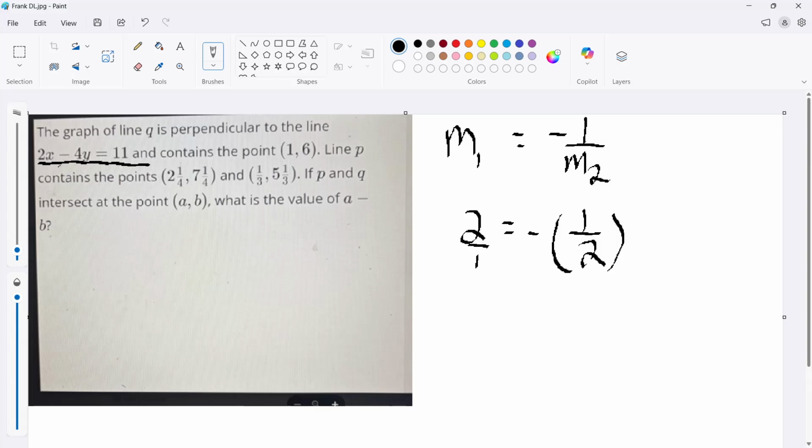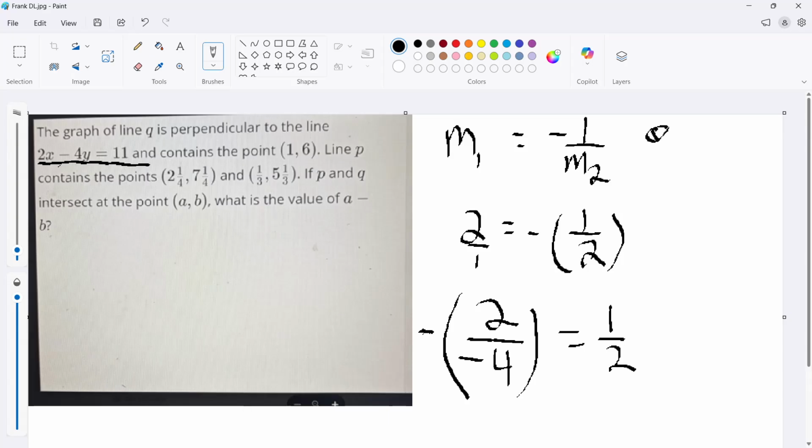All right, how do I figure out the slope of this first line? Well, when x and y are on the same side, very easy. I take whatever's in front of x, divide it by whatever's in front of y, -4, and then multiply that by -1. Write that down. When you have a linear equation with x and y on the same side, take whatever's in front of x, divide it by what's in front of y, and then multiply it by -1. So 2 over -4 is -1/2, times -1 equals 1/2. The slope of line Q is 1/2.